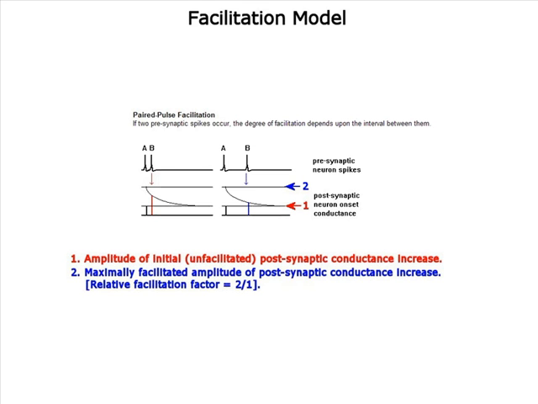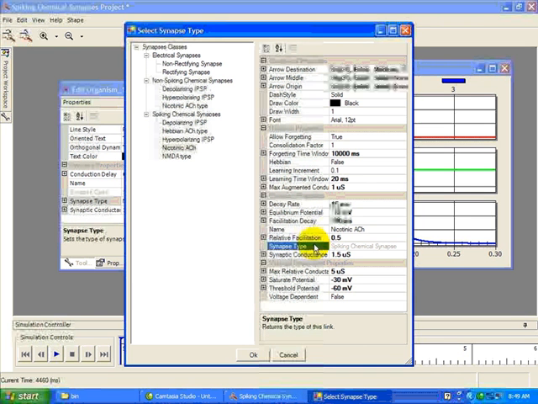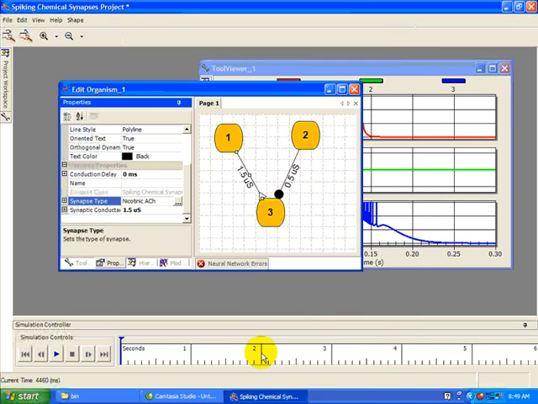Therefore, a facilitation value of 1 means that no facilitation occurs. A value greater than 1 means the synaptic response increases, while a value less than 1 means the synaptic response decreases. As the time interval between the two synaptic events increases, the degree of facilitation decays back exponentially towards a value of 1 with the defined decay time constant. Let's decrease the relative facilitation to 0.5. This should lead to a reduction in the strength of the synaptic response.